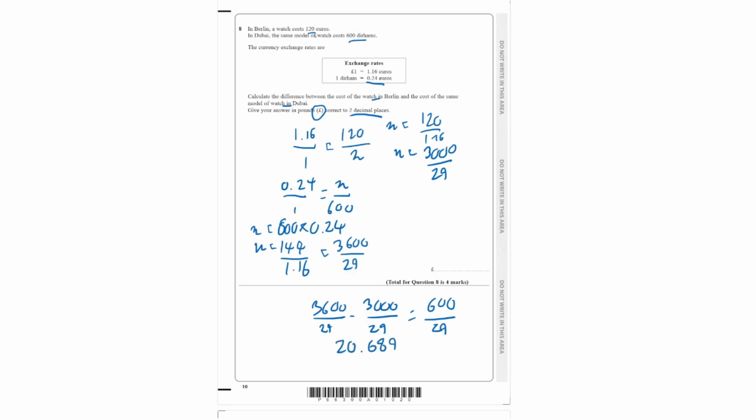20.689. Correct to two decimal places. So we look here. This is a 9. And we follow the rule: 1, 2, 3, 4, 5, 6, 7, 8, 9. 1 to 4 we round down. 5 to 9 we round up. And 9 we round up. So our answer is 20.69.